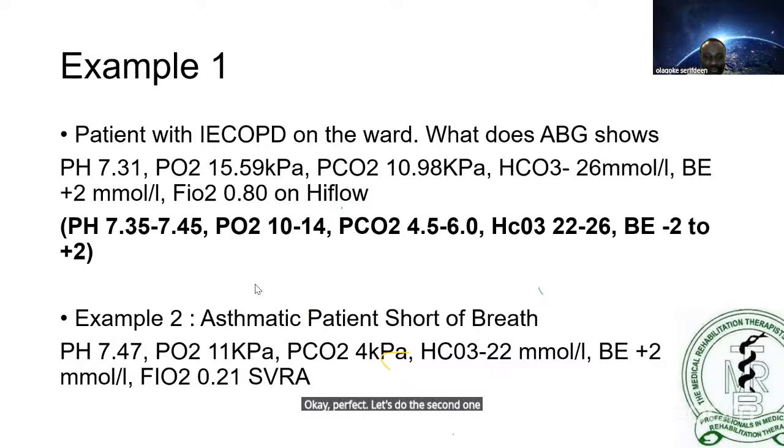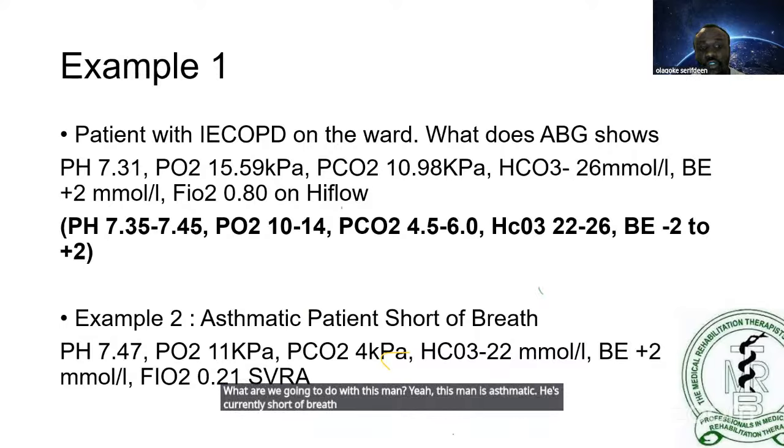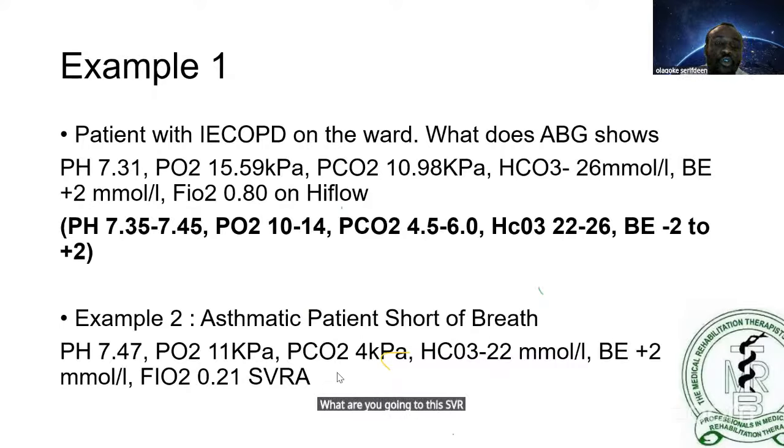Another case here. This is a gentleman here now. You've got this man in one of our teaching hospitals in Nigeria. What are we going to do with this man? This man is asthmatic. He's currently short of breath. The pH is there, the PO2 is there, the PCO2 is given as well, the bicarb is given, and you've got the FiO2. This SVR means self-ventilating on room air. So what are you going to do with this patient? What do you think is going on with them?